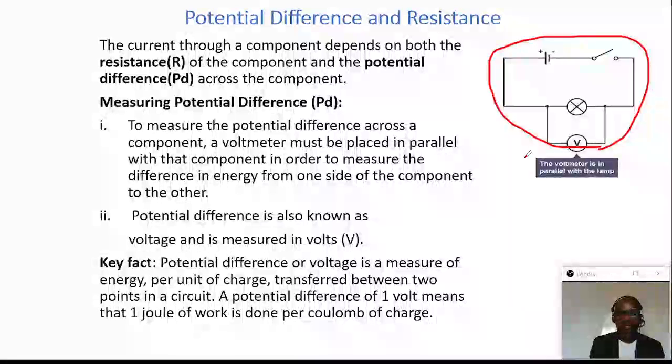Without wasting time, we begin by analyzing the schematic representation of the measurement of potential difference and resistance. So how do we do that? It is very simple. To measure the potential difference across a component, the component in question here is the lamp, or the filament. That is the component whose potential difference across its terminals is about to be measured. Look at it, terminal A is this.